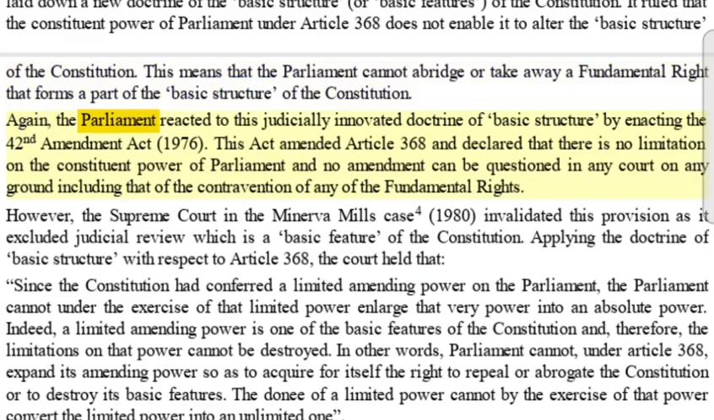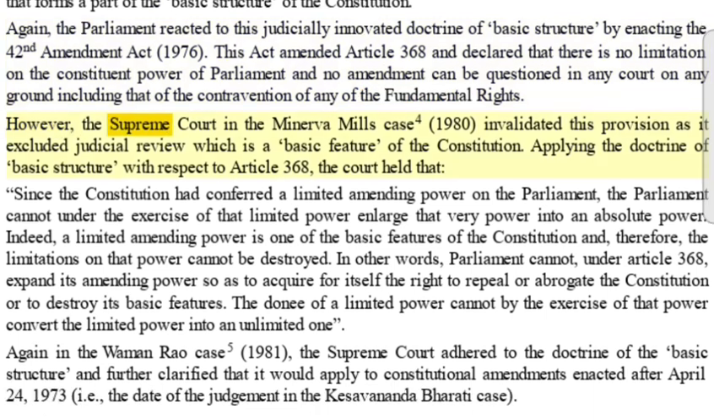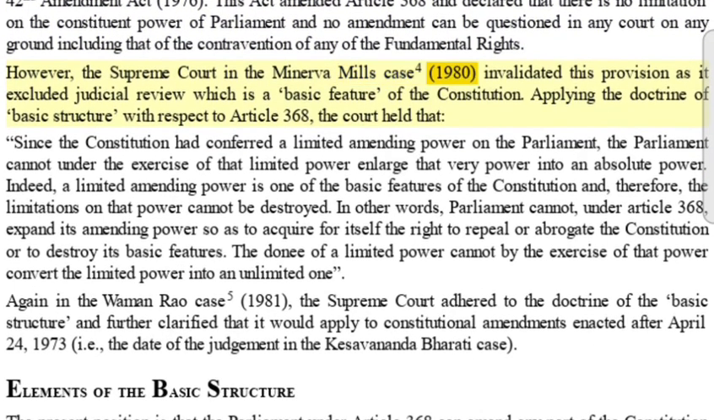Again, the Parliament reacted to this judicially innovated doctrine of basic structure by enacting the 42nd Amendment Act 1976. This act amended Article 368 and declared that there is no limitation on the constituent power of Parliament, and no amendment can be questioned in any court on any ground, including that of the contravention of any of the fundamental rights. However, the Supreme Court in the Minerva Mills Case, 1980, invalidated this provision as it excluded judicial review, which is a basic feature of the Constitution.